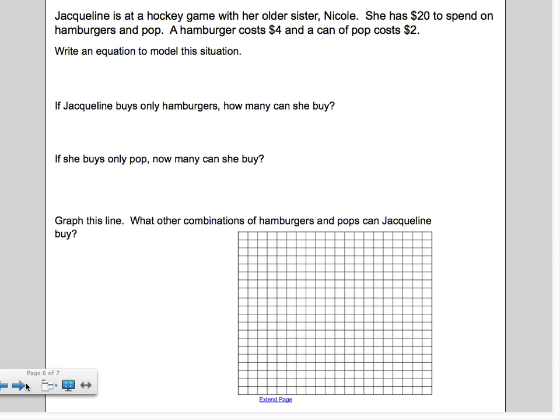No burgers, $10. Yo, I was thirsty. That is possible. But how can we come up with an equation to model this though?